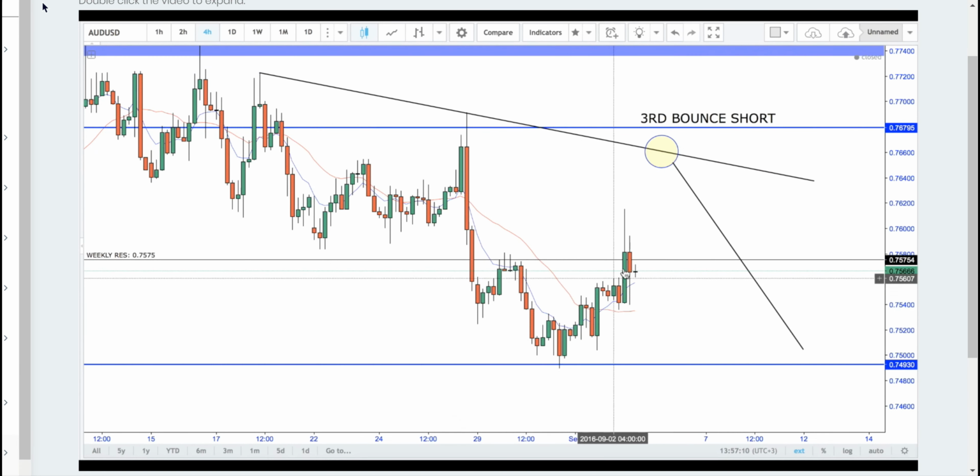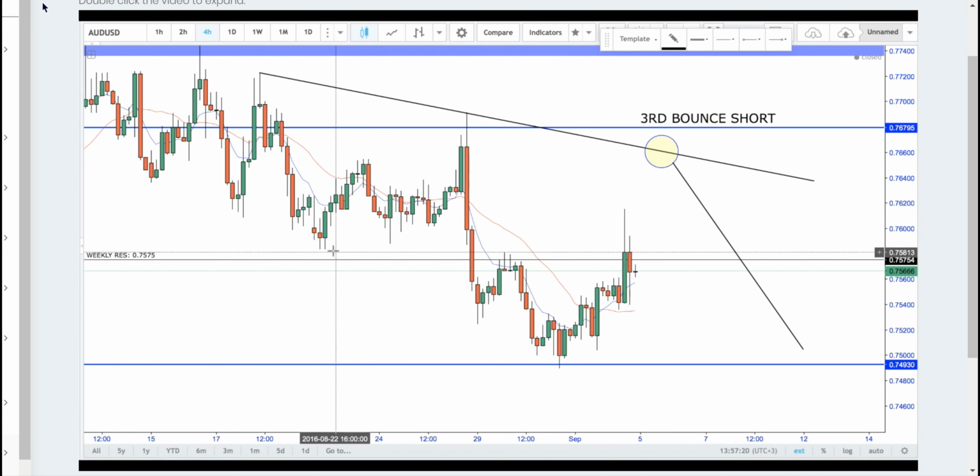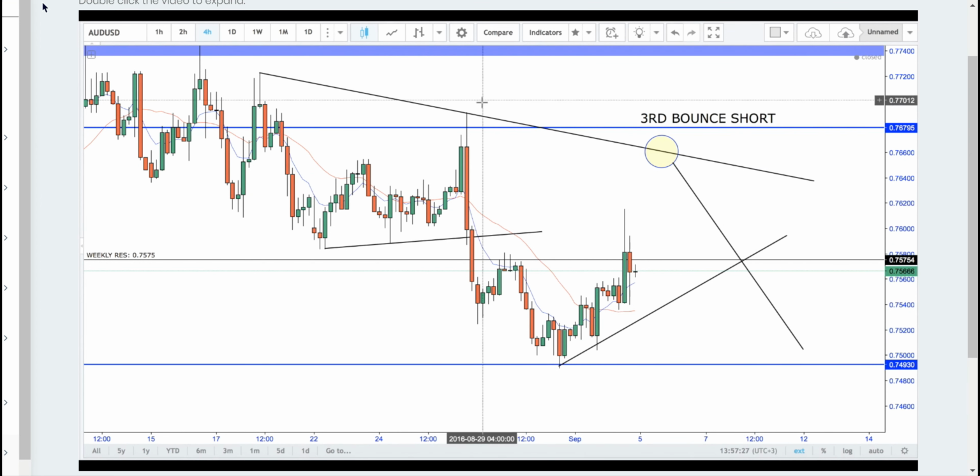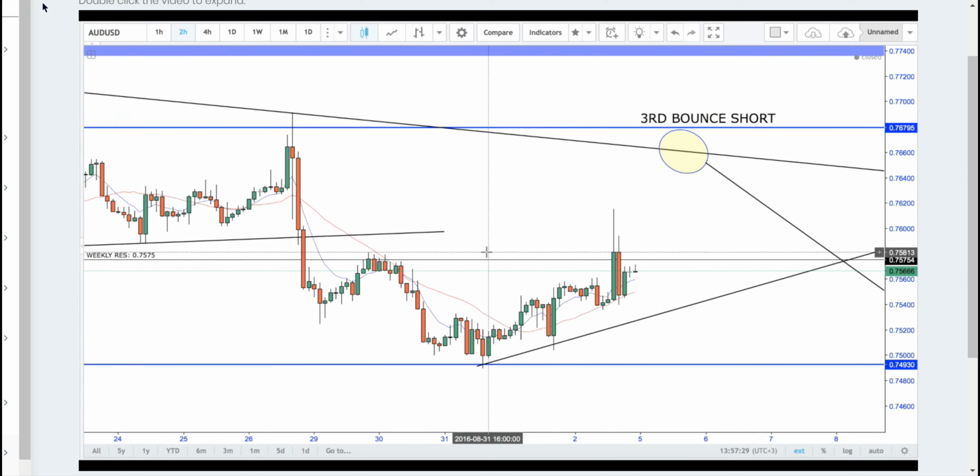Maybe Aussie could just melt straight from here. Yes, I've already mentioned that too. But as an example, let's say the Aussie did come back up to this level. Now this is a 4-hour time frame. Sometimes if you try to draw counter trend lines on a 4-hour basis, you might not be able to get the full potential of that. So what's good to do is always just flick down to the 2-hour.